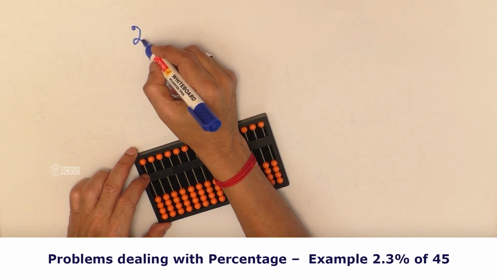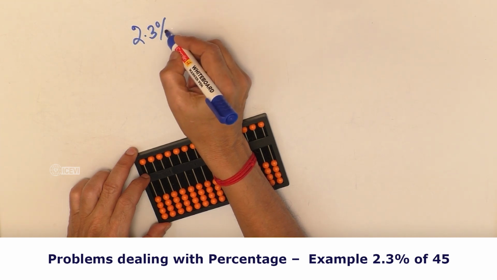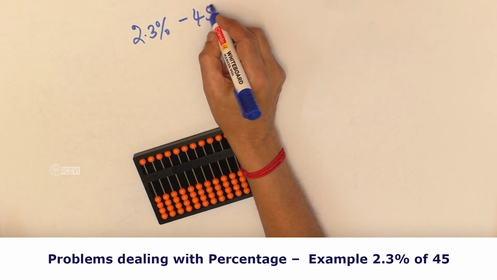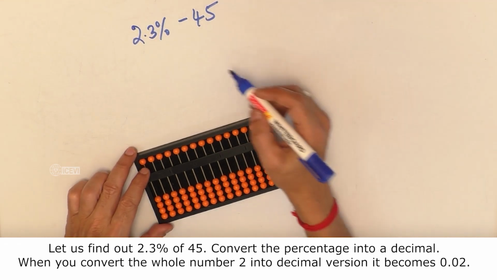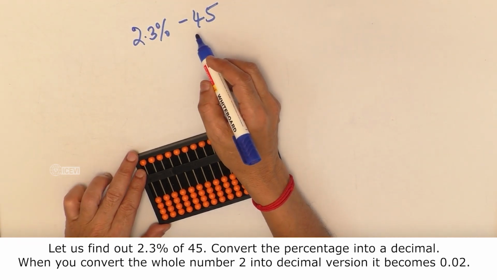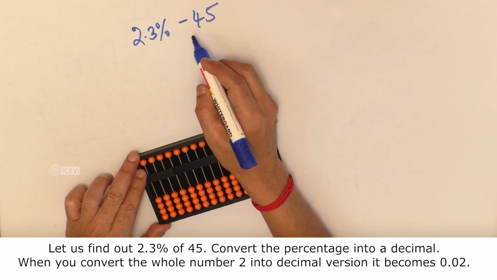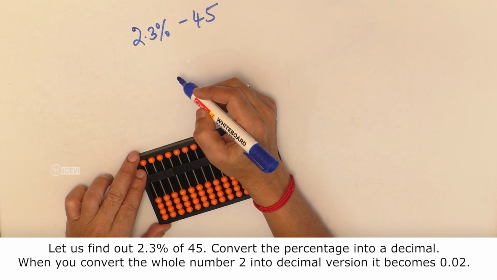Example, 2.3 percentage of 45. Let us find out 2.3 percentage of 45. First, let us convert the percentage into a decimal.